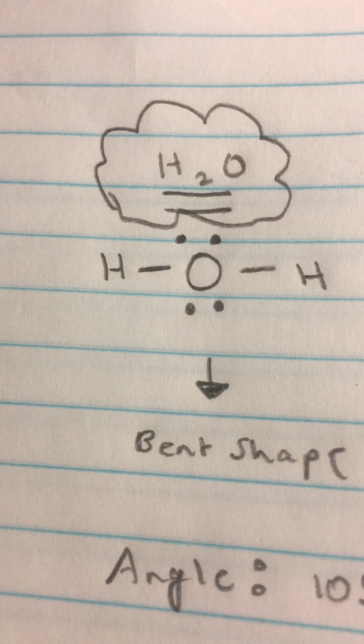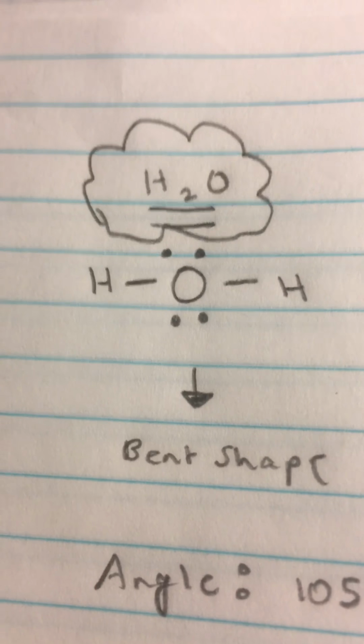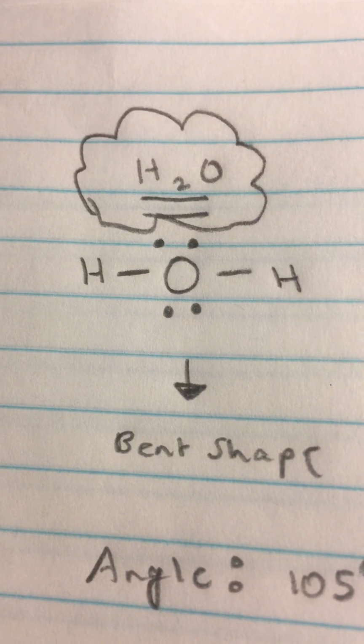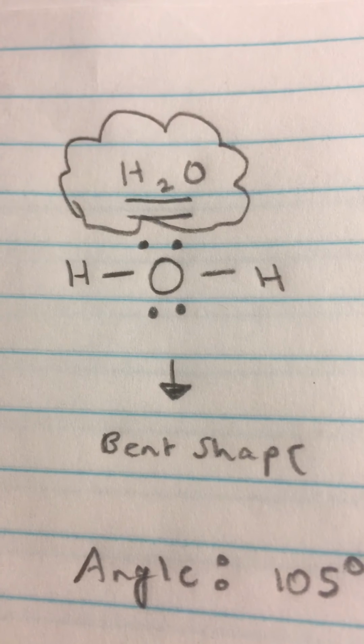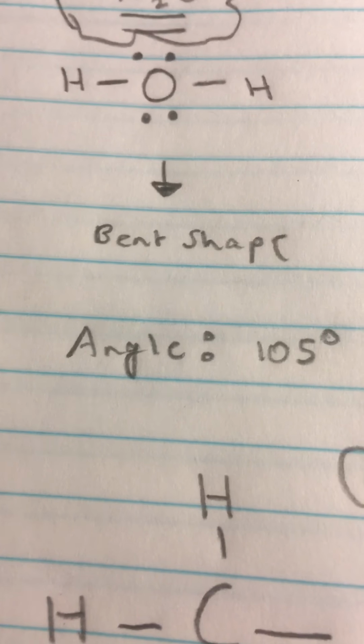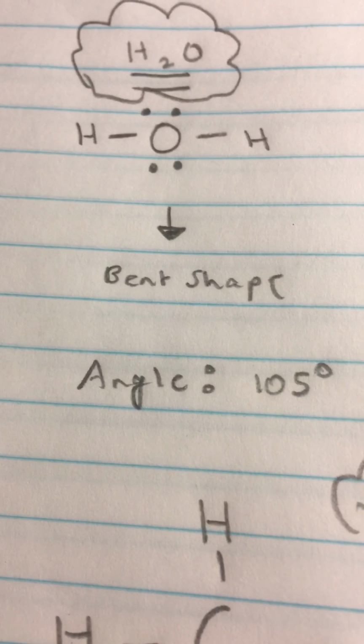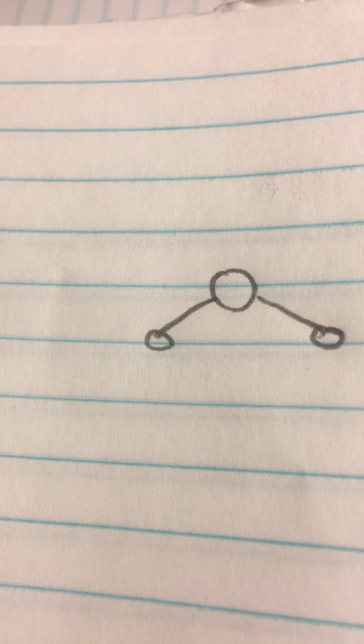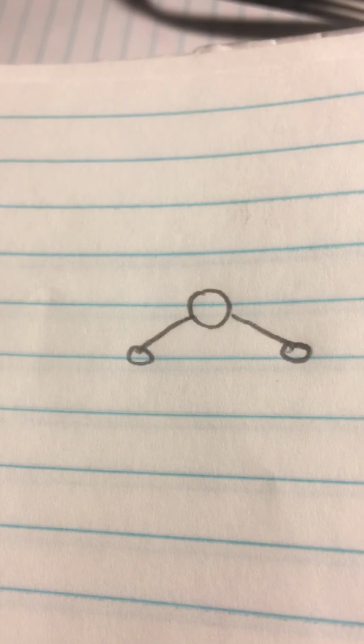So there's two types of bent shapes: one where there's only one lone pair and one where there's two lone pairs. Because there's two lone pairs, the bond angle is reduced even further, resulting in an angle of 105 degrees. So the bent shape just pushes it together, and here, as you can see, it results in a structure looking something like that, maybe even closer together.